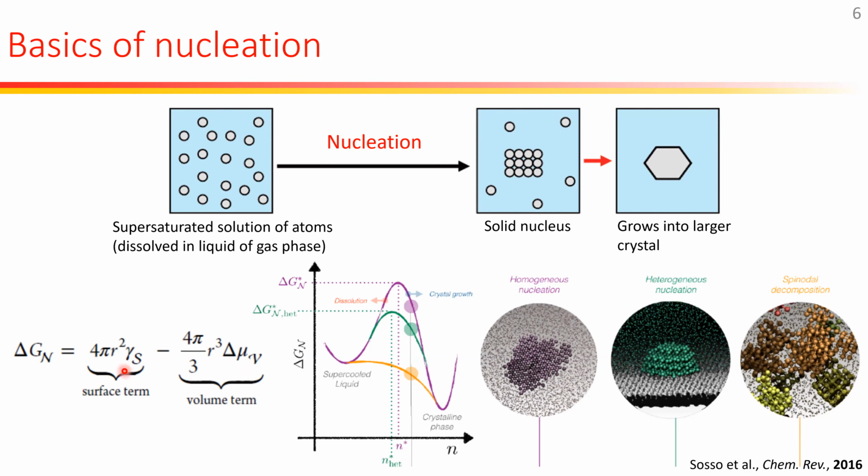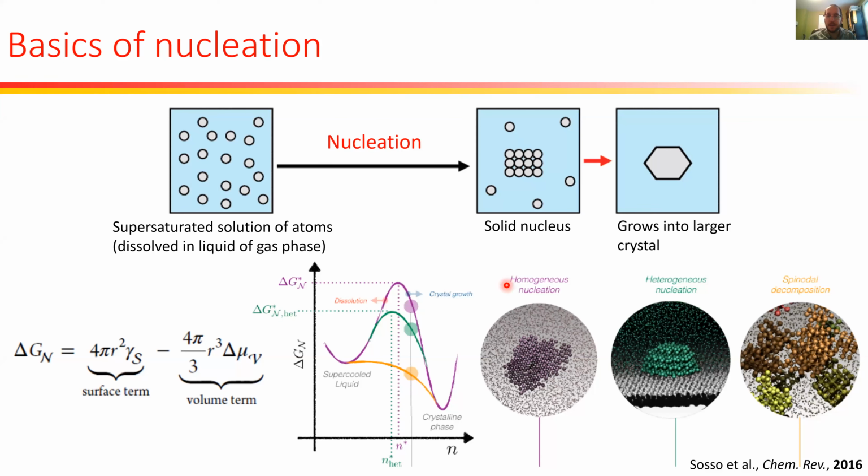If we sum these two together, the surface and the volume term, and we plot the delta G as a function of particle size, we see there's an energy barrier to nucleation due to this surface term. And basically, it says we need to reach a certain supersaturation in our solution to actually overcome this energy barrier. And the size of this energy barrier actually is dependent on what the specific nucleation mechanism is.